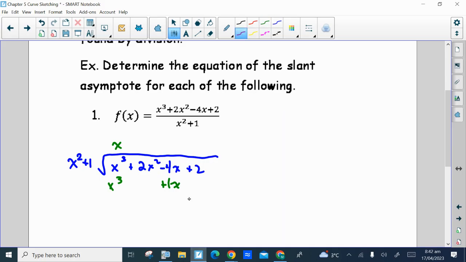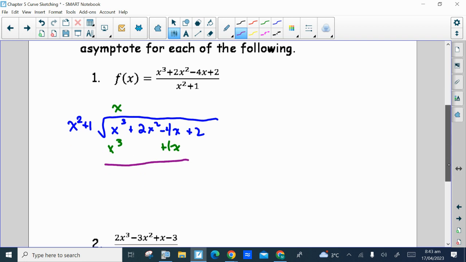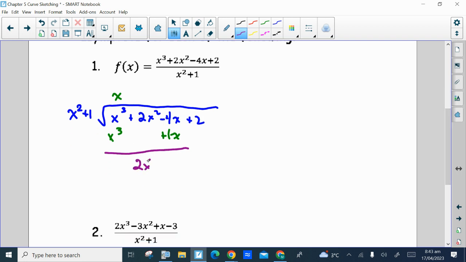So when you subtract, the x cubes cancel. You'll have 2x squared, take away no x squares, leaves you with 2x squared. Negative 4x minus 1x is minus 5x. And then we can write the plus 2 as well if we want.